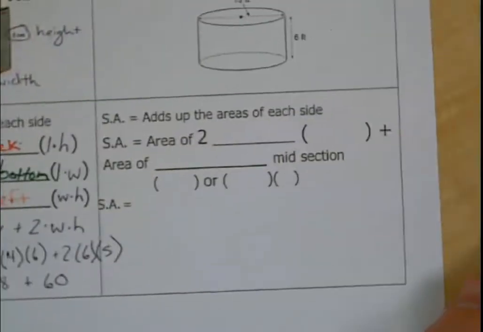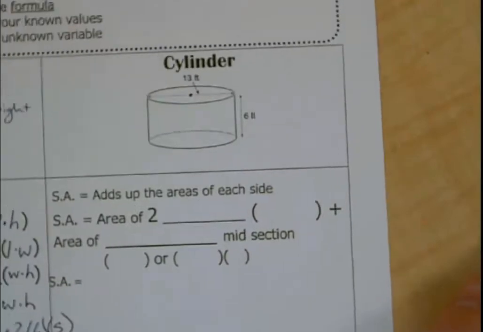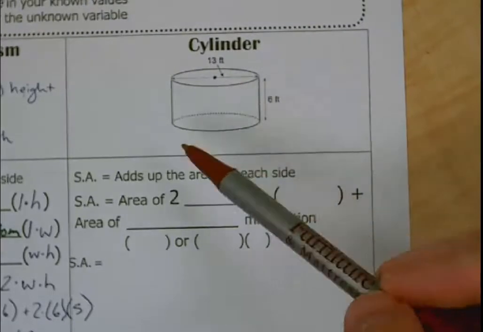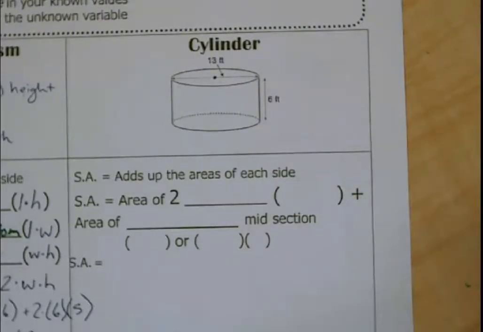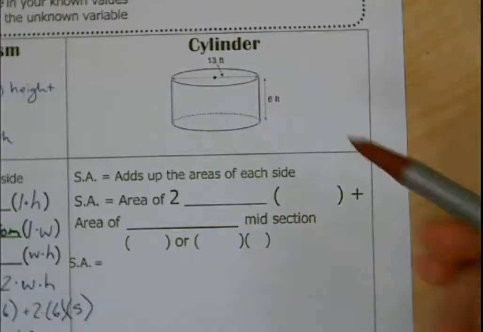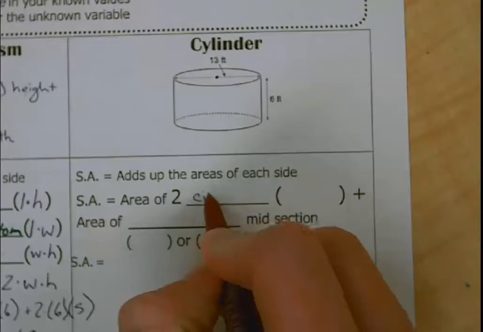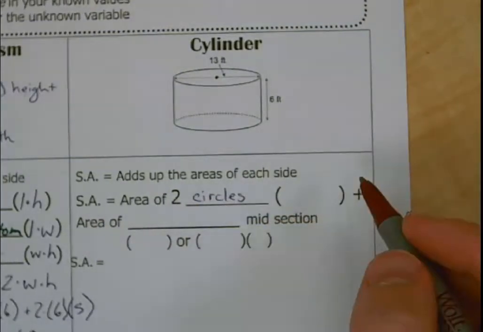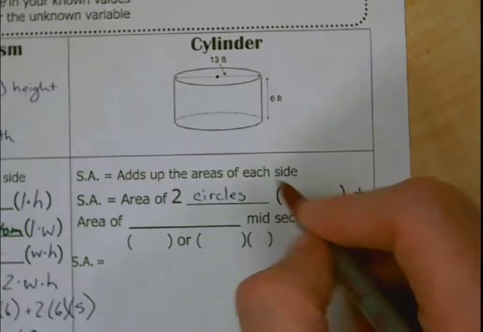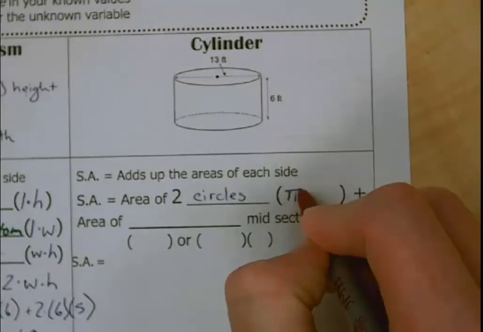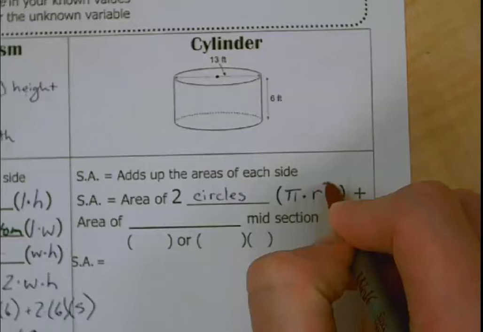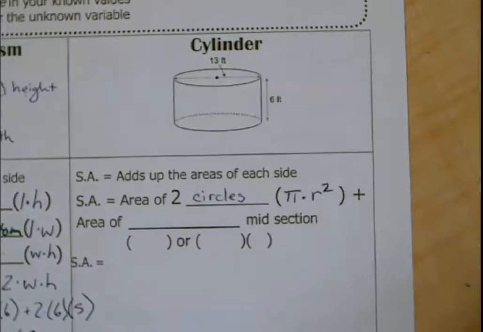Now, with the cylinder, we're going to follow pretty much the same thing. We're going to figure out the area of all the different sides and add them up. Once again, the easiest sides are the top and the bottom, which are two circles. Hopefully you remember from 6th grade, but if not, that's okay. The area of a circle is pi times the radius of the circle, which is half the distance across, squared.